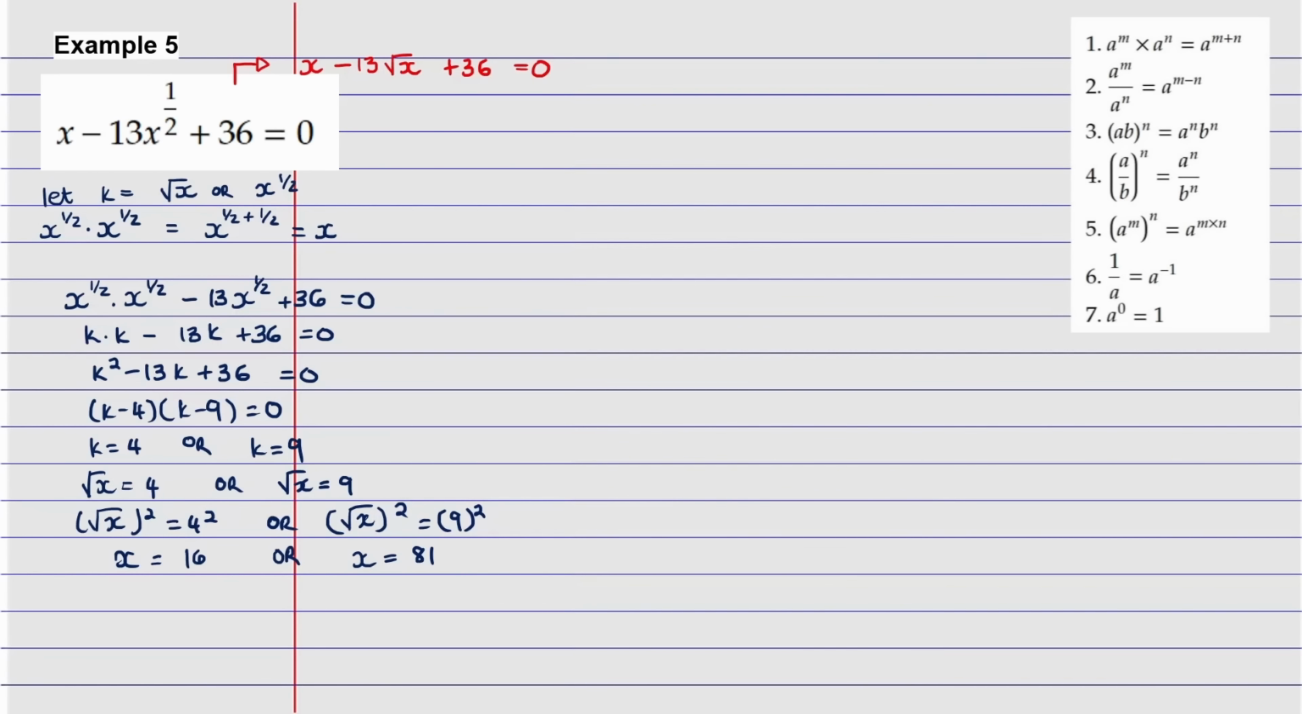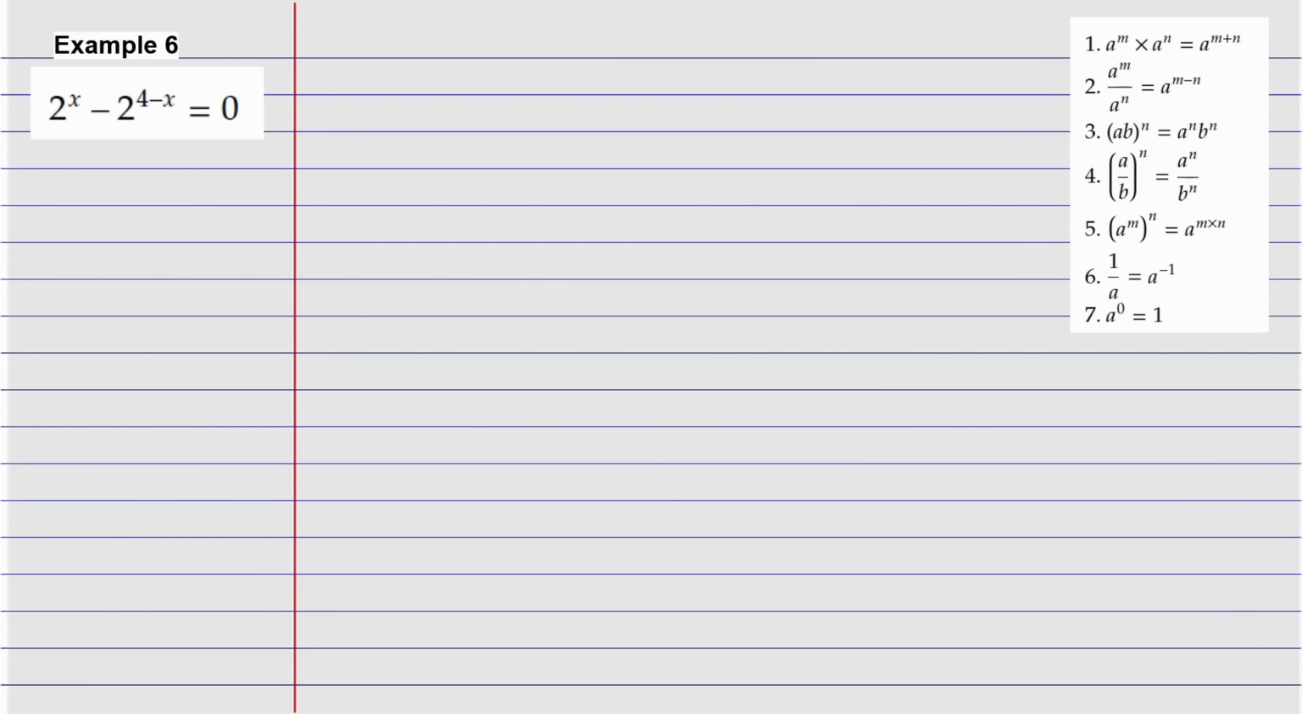And that's how you would solve this question. So now let's do example 6. It says 2 to the power x minus 2 to the power 4 minus x is equal to 0. I said if you have it like this, you're basically going to use this law, but you're going to reverse it. So let's do that first.